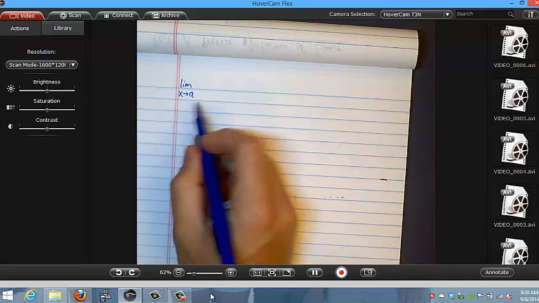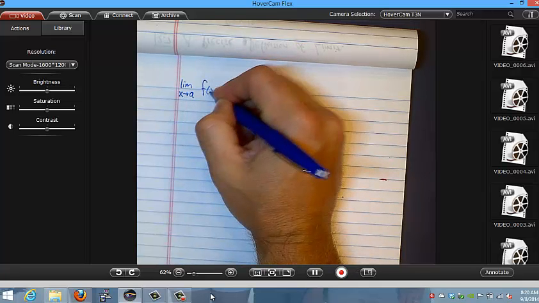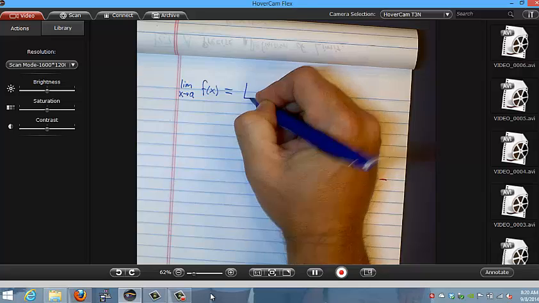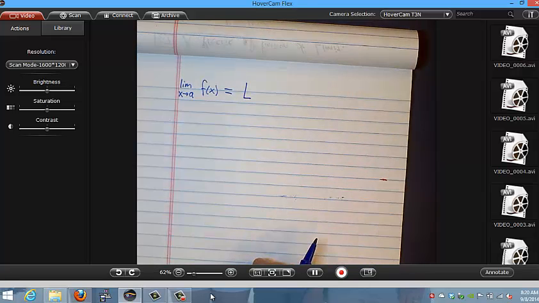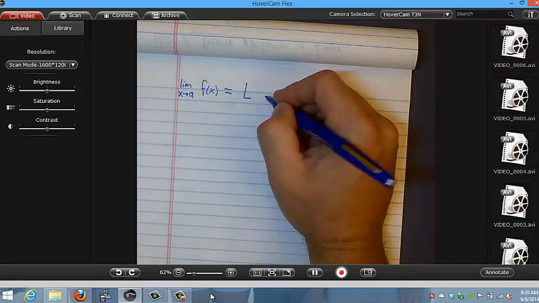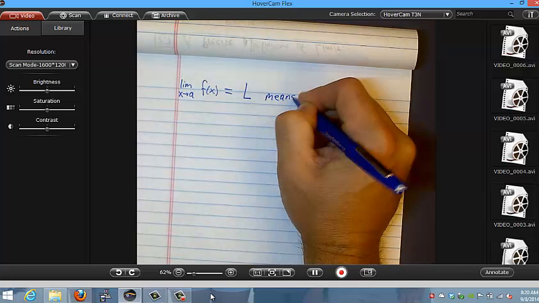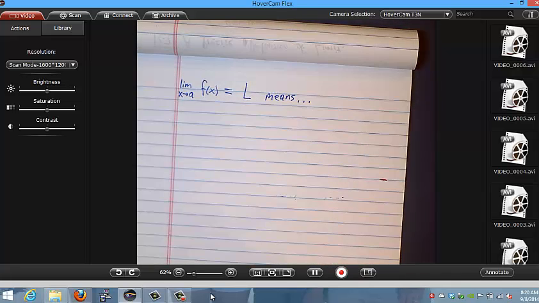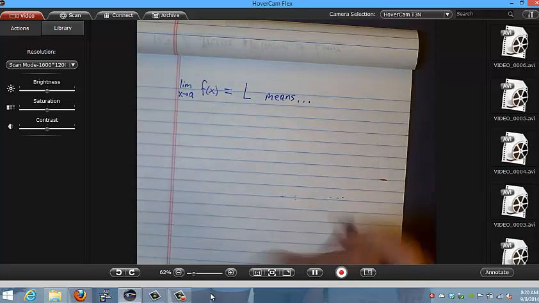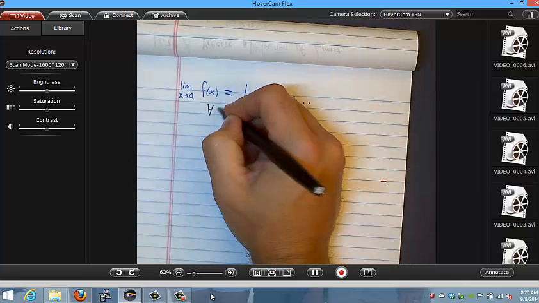But then the next question that he asked was this. If you have the limit as x approaches a of some function, and I tell you that it equals some number, what does that mean? And here's the definition that we had to spout off. And so I'd like to write it for you.